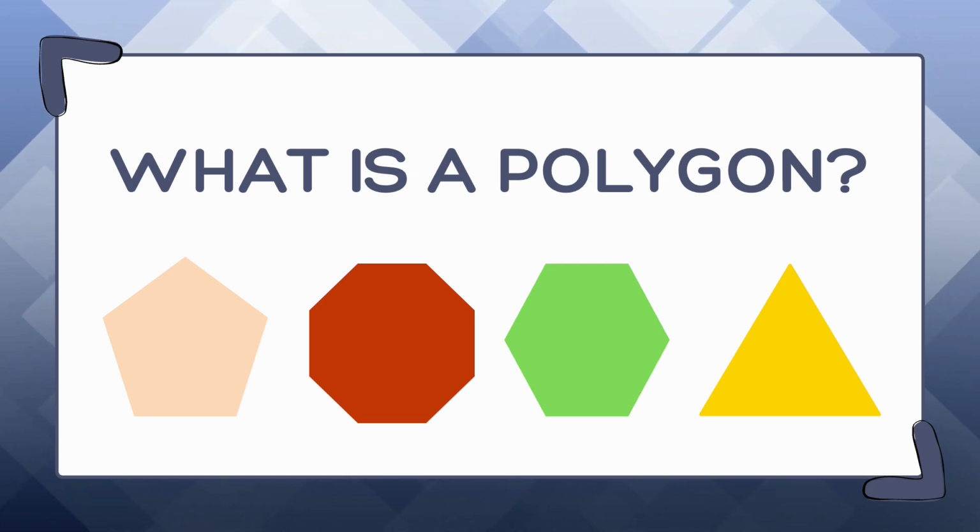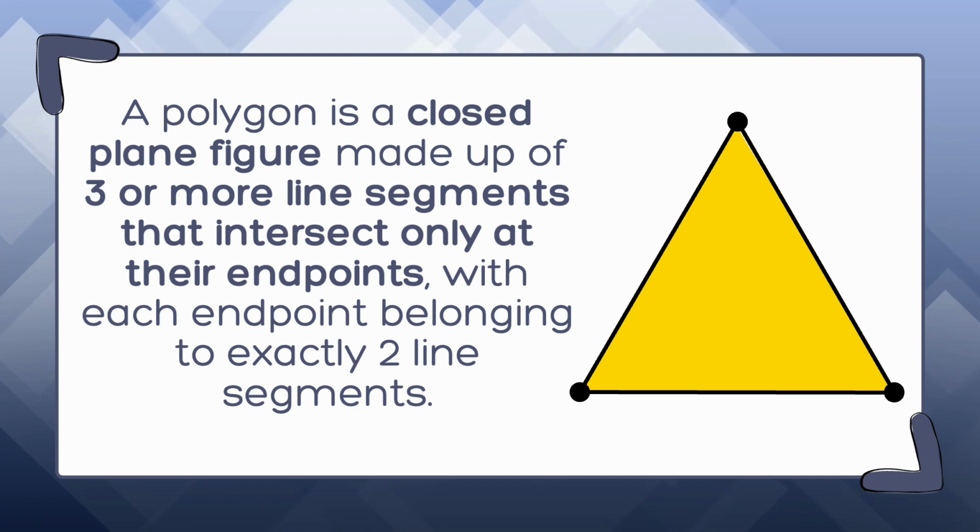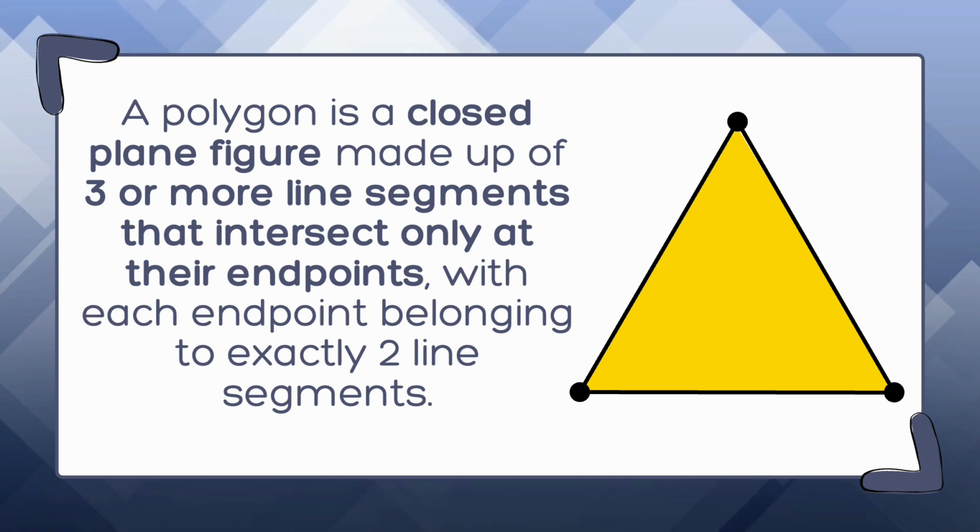Let's start by recalling the definition of a polygon. What is a polygon? A polygon is a closed plane figure made up of three or more line segments that intersect only at their endpoints, with each endpoint belonging to exactly two line segments. A polygon can be a triangle, a square, a pentagon, or even a dodecagon.